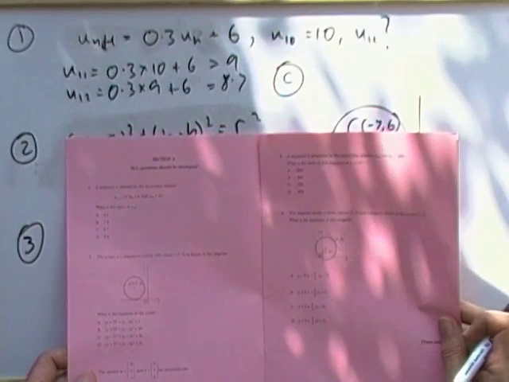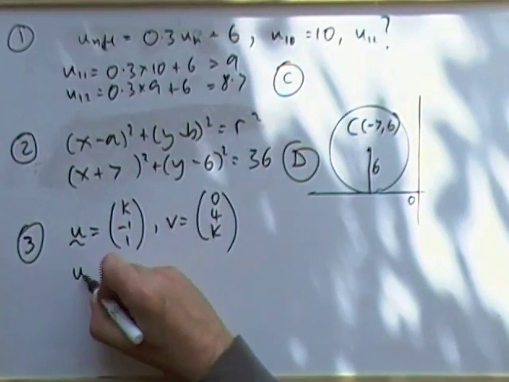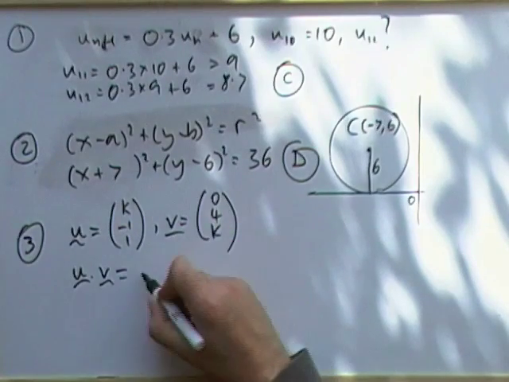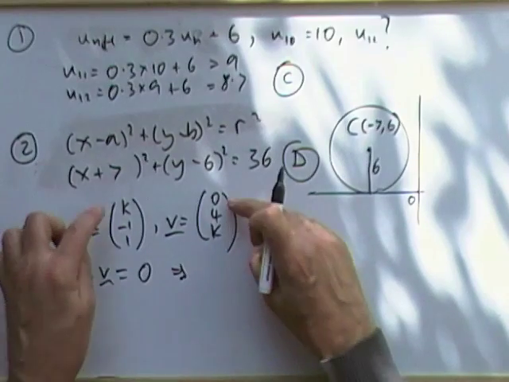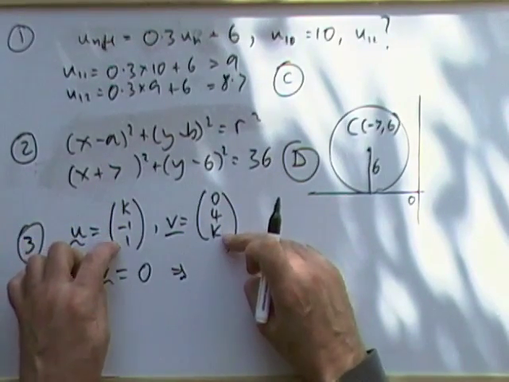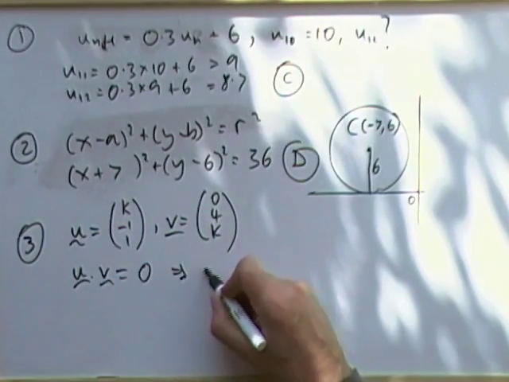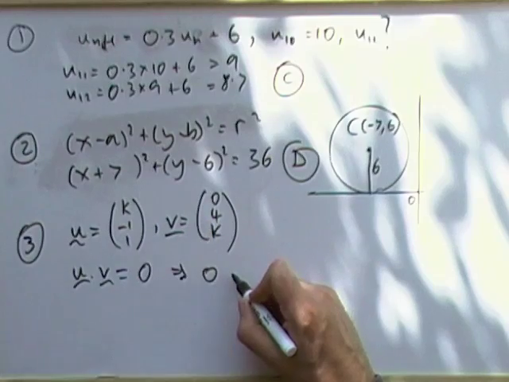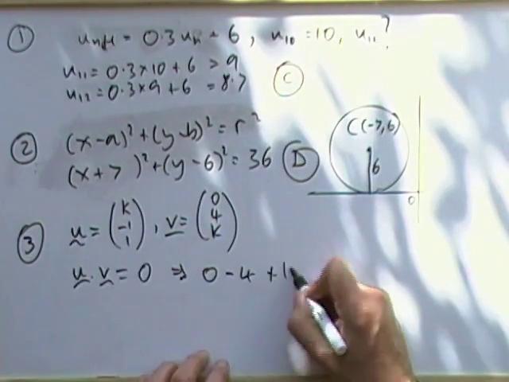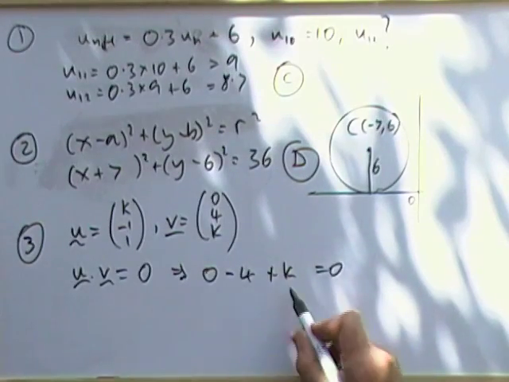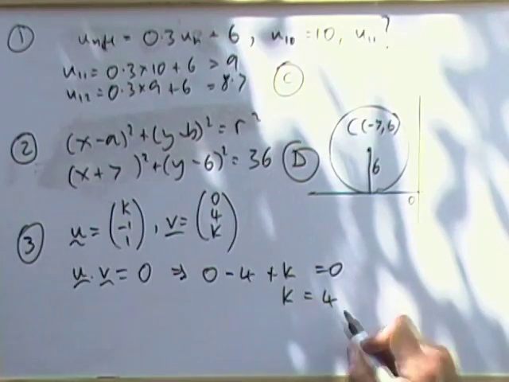Third one then, they're given two vectors, it tells you they're perpendicular. Well, straight away, if they're perpendicular, you know that u dot v must equal 0, using the scalar product. Scalar product meaning you multiply the corresponding components and you add them together to get a single number, not a vector. So it's going to be k times 0, well that's just 0, minus 1 times 4, or -1 times 4, so it'll be -4, 1 times k, so plus k, and that should come to 0. I'll just take that 4 over, and there you go, straight away. k equals 4, so that makes the answer C.